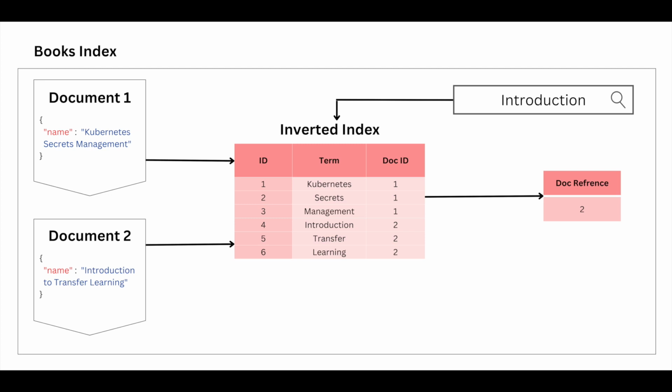The inverted index is a data structure that stores a mapping from content such as words or numbers to its location in a document or a set of documents. Basically, it's a hash map-like data structure that directs you from a word to a document.